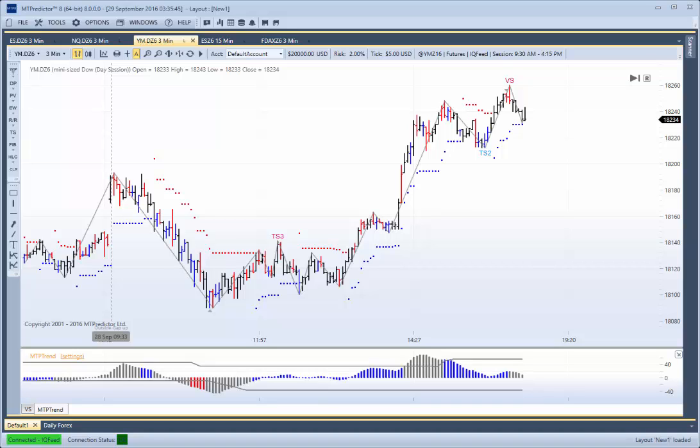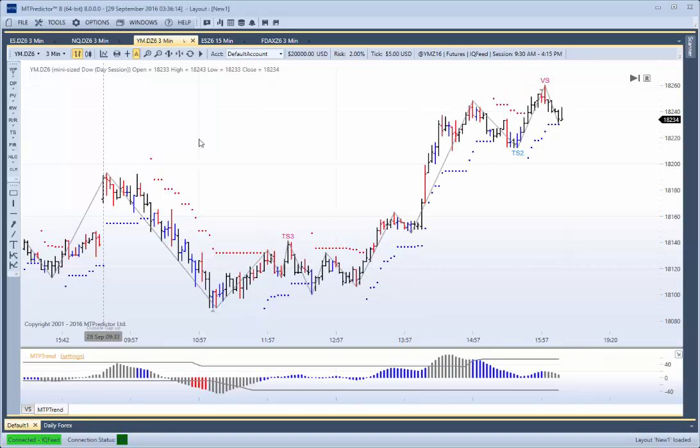In today's MTPredictor video, I'd like to look at how the YM unfolded yesterday, which was September the 28th, on a 3-minute chart. This is a great example of what I talked about in my last video, when I was looking at a hard day on the ES a couple of days ago, in how markets go in cycles. A couple of days ago we had a very hard, very frustrating day, and I was talking about that in the last video, and then suddenly a couple of days later we have an amazing day.